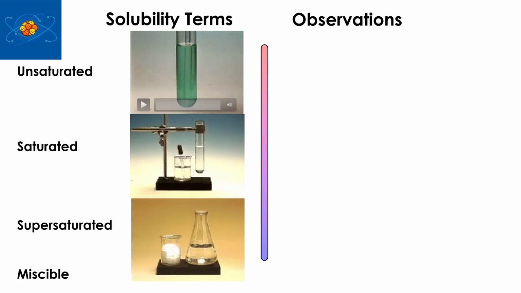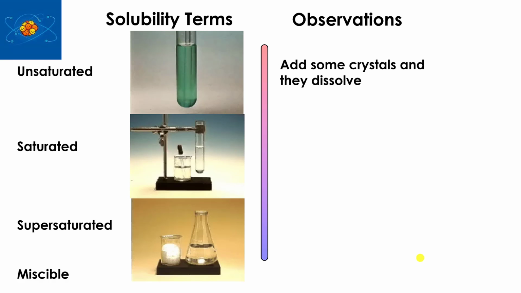So unsaturated solution, you can dissolve more in. So generally the observation that tells you a solution is unsaturated, and I don't know if you noticed how much they put into that solution, it's quite a bit. So we would think that nickel chloride has a high solubility limit, okay? But when you add some crystals, they'll continue to dissolve.